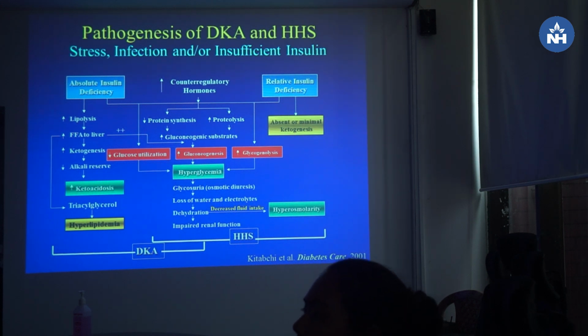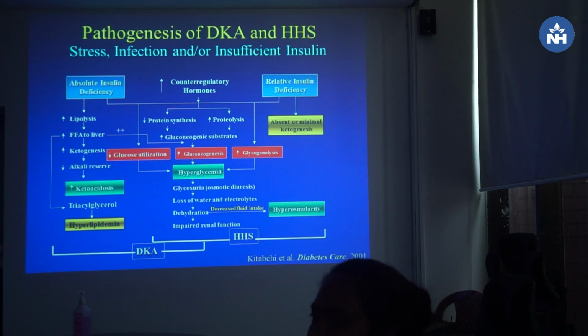When the body has an increased amount of glucose, it will try to excrete it through the process of osmotic diuresis, which will cause glycosuria, and there will be loss of water and electrolytes, and this will cause the dehydration component in both cases.